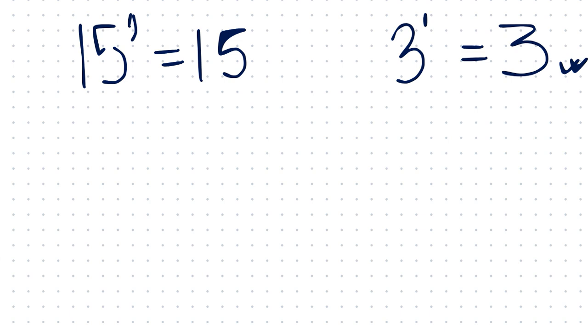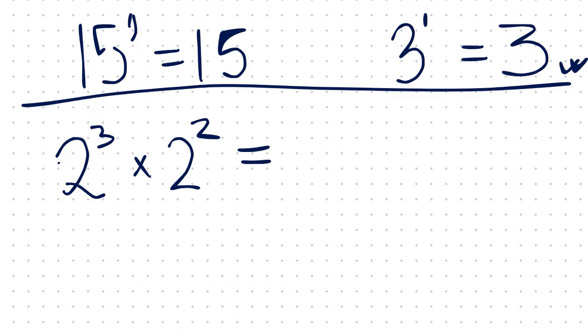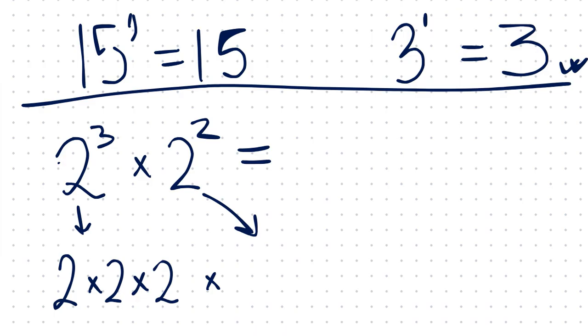Excellent job. Now we can start with our first arithmetic rules. If we have, for example, 2 to the power of 3 multiplied by 2 to the power of 2, what is that? Let us figure this one out together. 2 to the power of 3 is equal to 2 times 2 and one more time 2, multiplied by 2 to the power of 2, which is equal to 2 times 2.